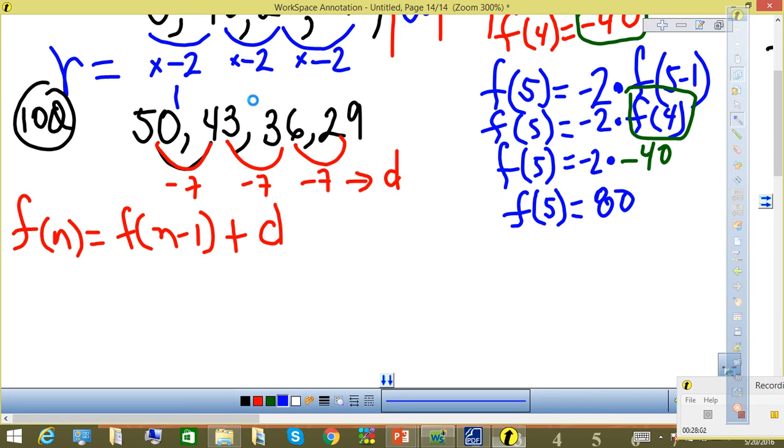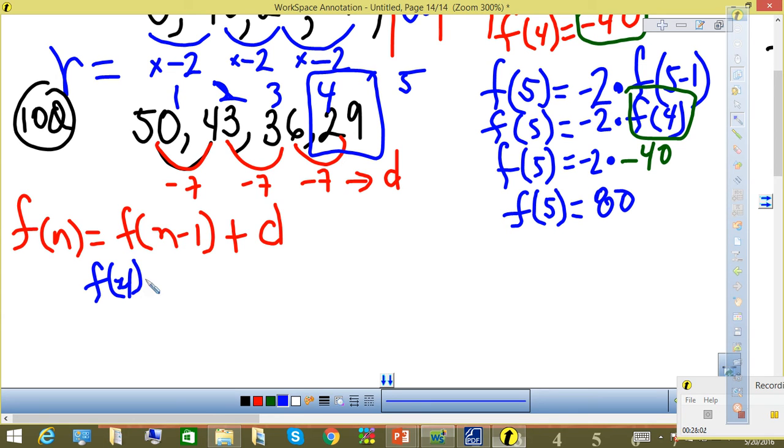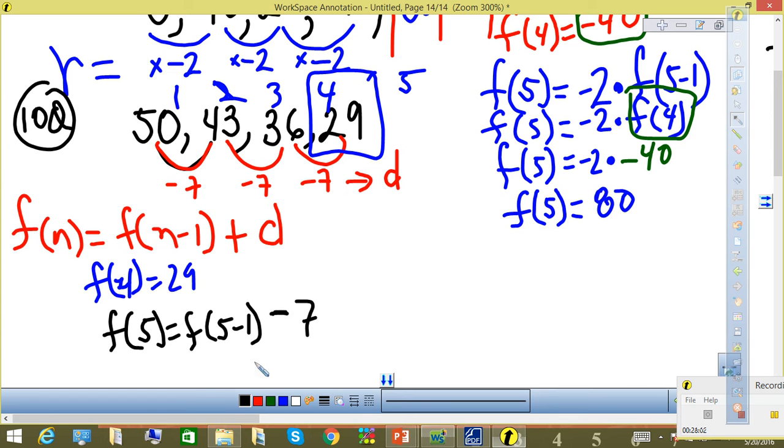And the rest of it, you should know what to do for the sixth term, right? So 1, 2, 3, 4. That means we need to first find the fifth term, yes? And where do we start? The fourth term. So we do f of 4 equals 29. And then we write f of 5 equals f of 5 minus 1 minus 7, or plus negative 7, yes? And you know what to do for the rest? All right. Questions, comments on arithmetic or geometric sequences? No? Okay, let's go to number 11.